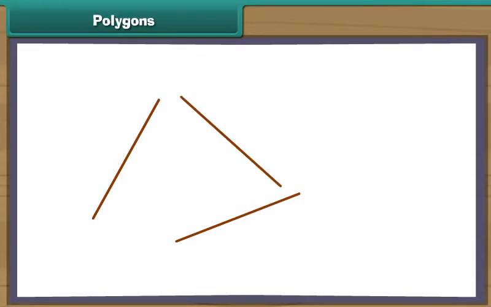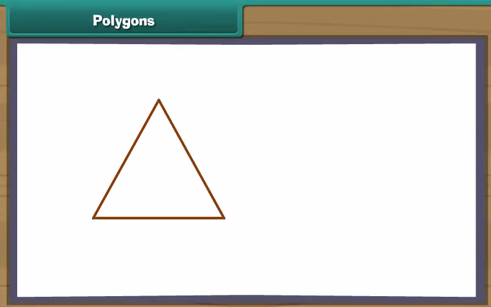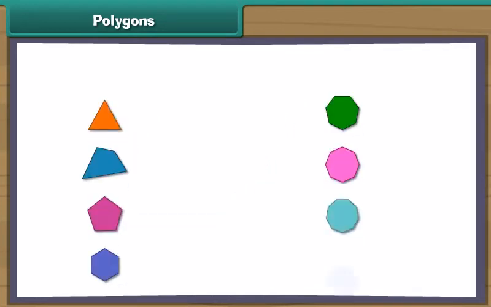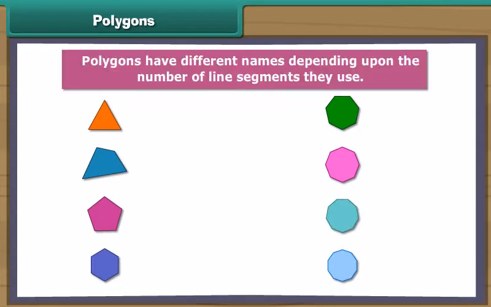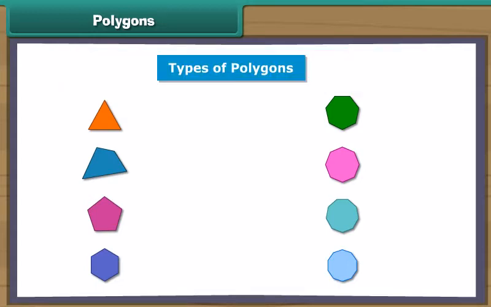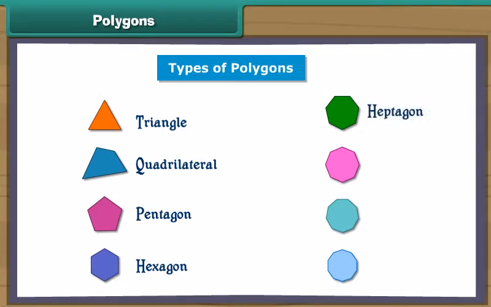Polygons. We can form different shapes by enclosing them with line segments on all sides. Such closed figures are known as polygons. Polygons have different names depending upon the number of line segments they use. Here we look at the following types of polygons: triangle, quadrilateral, pentagon, hexagon, heptagon, octagon, nonagon, and decagon. Now we will learn more about each polygon one by one in detail.